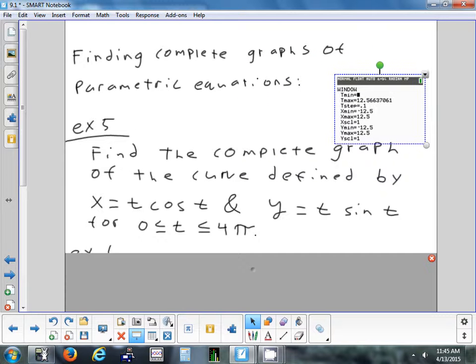Here's your values for example 5. That was 0.